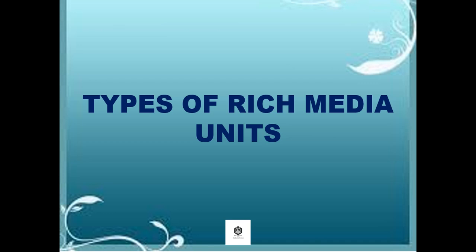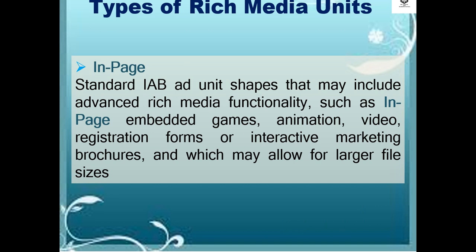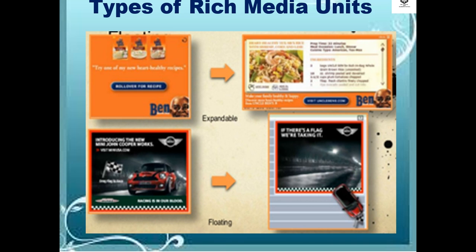What are the types of rich media units? In-page. Standard IAB ad unit shapes that may include advanced rich media functionality such as in-page embedded games, animation, video, registration forms, or interactive marketing brochures, and which may allow for larger file sizes.